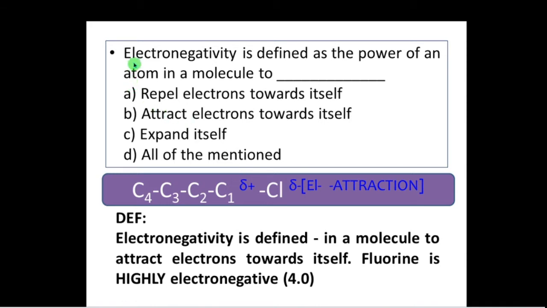Question number 1. Electronegativity is defined as the power of an atom in a molecule to option A, repel electrons towards itself, option B, attracts the electron towards itself, option C, expand itself, option D, all the mentioned above. So as we know, electronegativity is nothing but in a molecule it attracts the electron towards itself.